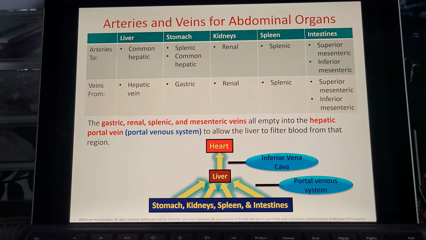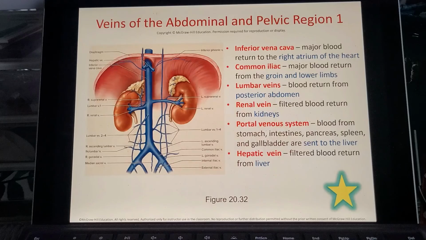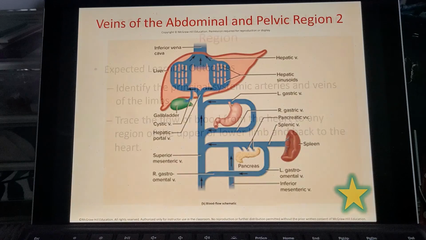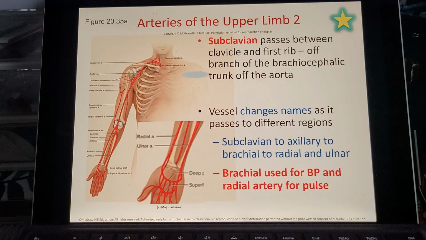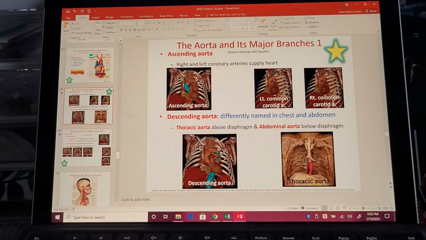And that is it for this chapter. So this has more labeling pictures, and that's just that portal venous system, just another view of it. So just more blood vessels, and this is it for this chapter.